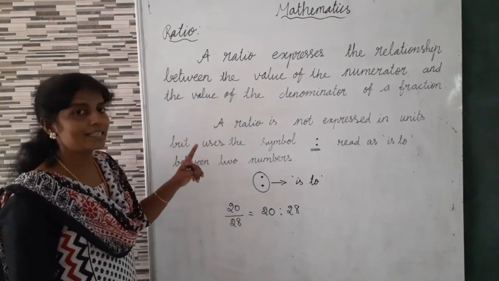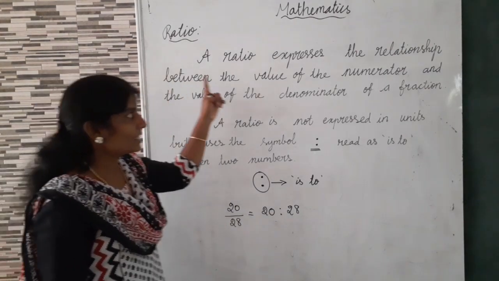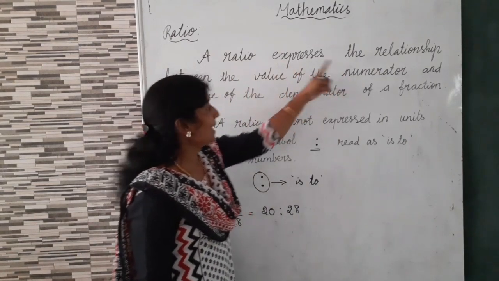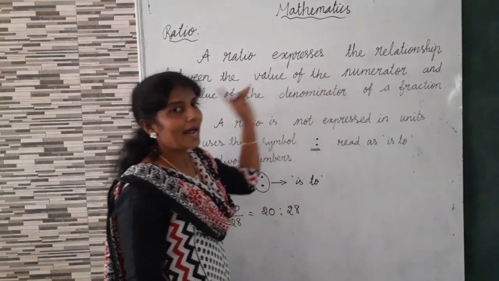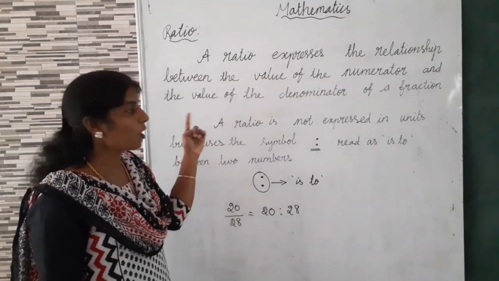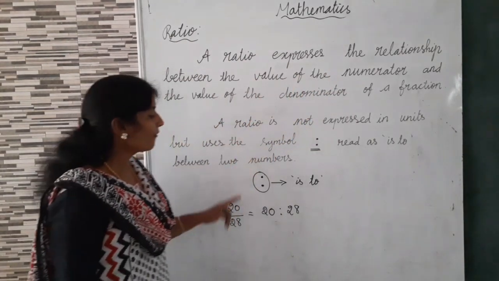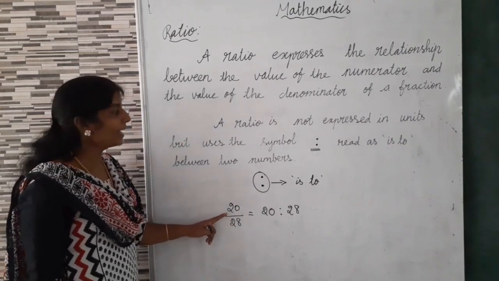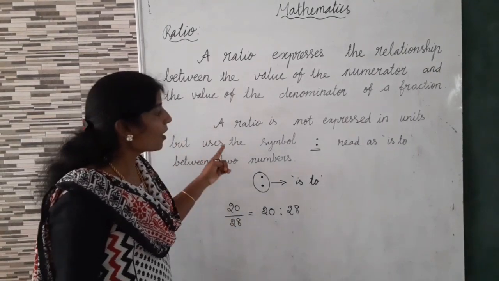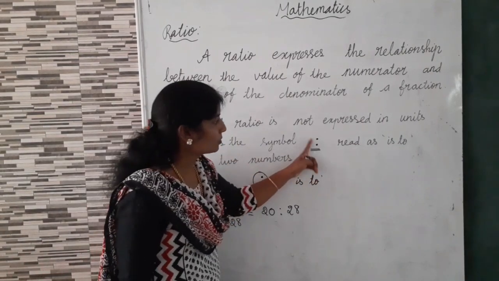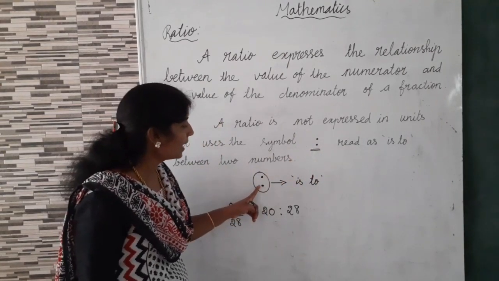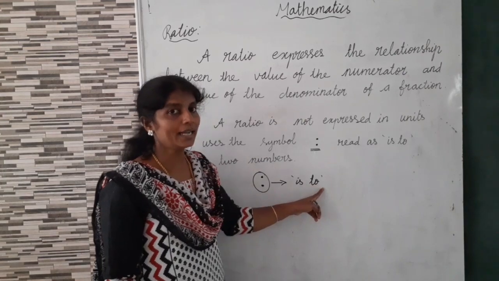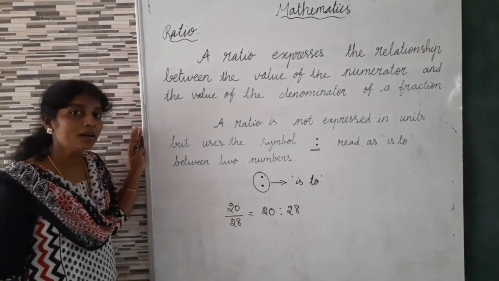Okay. Now understand what is ratio? A ratio expresses the relationship between the value of the numerator and the value of the denominator of a fraction. Clear? The symbol of ratio is 'is to'. We can read it as 'is to'. Okay, what's the symbol? 'Is to'. Okay? Clear what is ratio?